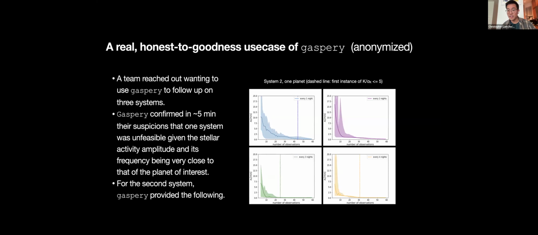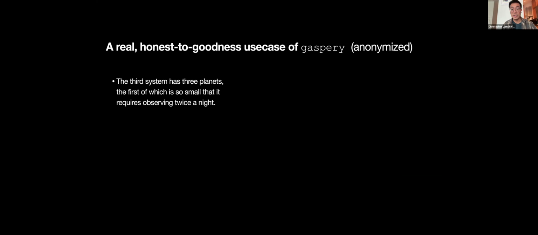If you observed every 4 nights, you do a little bit worse. So in the end, we choose our winner, and that's to observe once per night every 3 nights for the system. That's an example of how a simple one planet system would work in real life. And then they gave me a third system with 3 planets. The first planet is already kind of a struggle. It's so small that it requires observing twice a night. It cannot be done observing once a night.